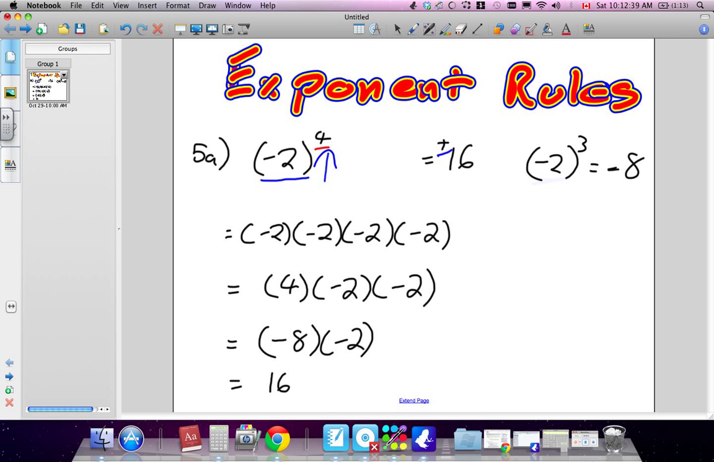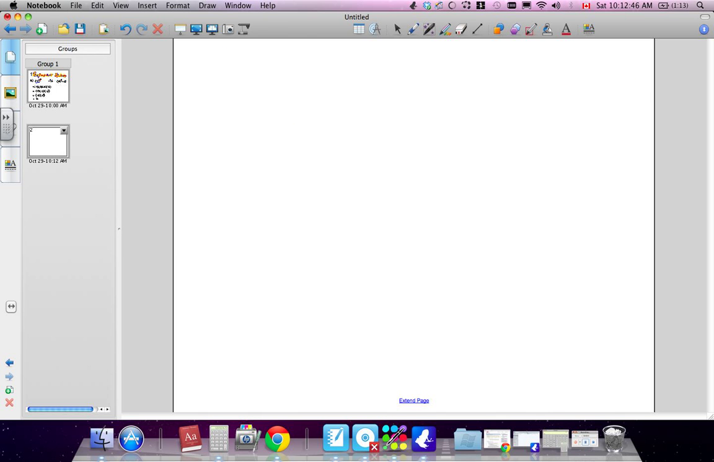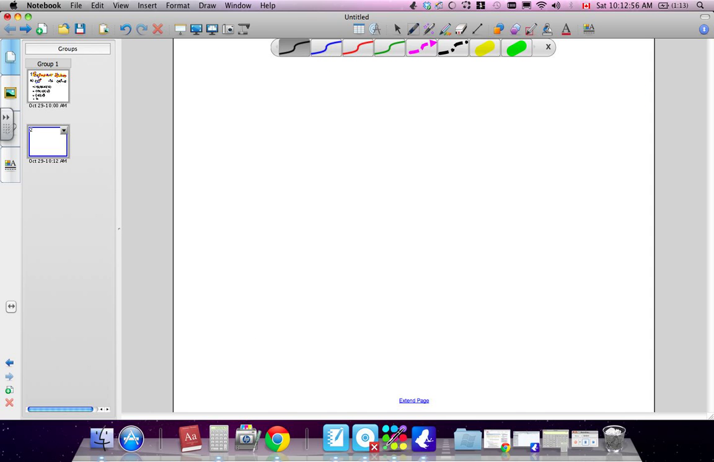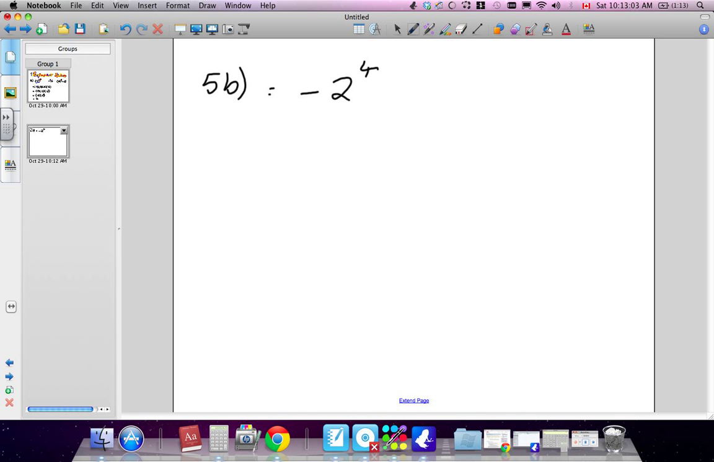Now, I'm going to show you something that's a little different. In the previous question, you notice the exponent was in brackets. Next question, 5b: negative 2 to the power of 4. I have no brackets here. So I want you to think of this as the power of 4 on the base of 2, and this is almost like negative 1 being multiplied on the outside. So we just keep the negative on the outside.